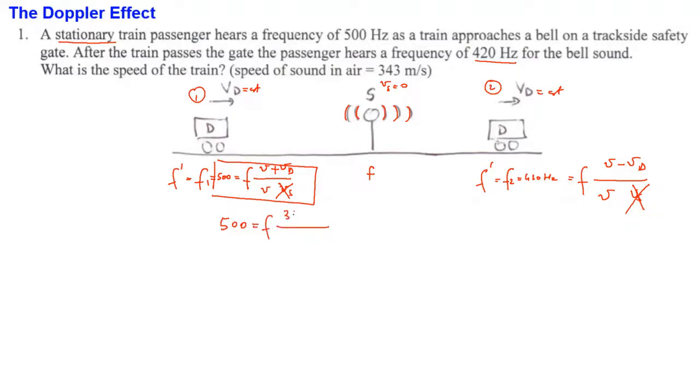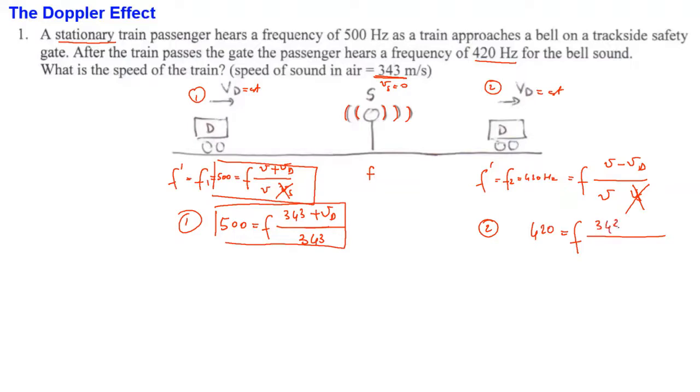Okay, great. So my first equation is 500 is equal to F. What is V? Speed of sound, 434. I mean 343 meters per second. Plus Vd, divided by V, which is 343. This is equation number 1. Equation number 2 gives me 420, which is just equal to F times (343 minus Vd) divided by 343. So I have two equations, two unknowns. My unknowns are F and Vd. And I have two equations, so I can solve it.